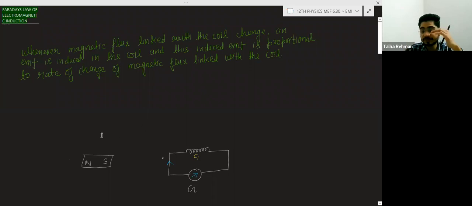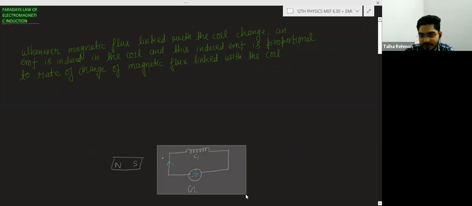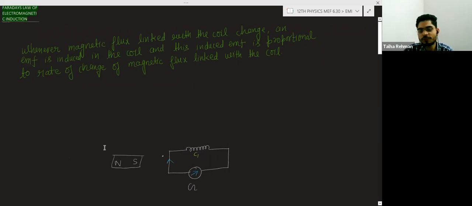Now try to imagine this in your mind. What is happening? This magnet is in motion. The motion can be either away from the coil or towards the coil. Suppose this magnet is moving towards the coil. If the magnet is moving, the magnetic flux linked with the coil is changing, or increasing. Then what will happen? There will be an induced EMF in this circuit. See, there is no wiring connection between the magnet and the coil, and there is no battery. Even then there will be some current.